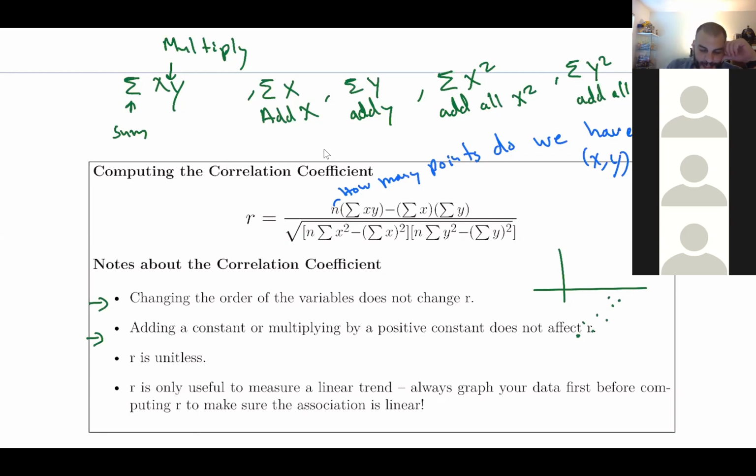Right. Up next, R is unitless. So R has no unit. Once you find R, it just represents R. It doesn't represent miles per hour or your height in inches. It pretty much just is R.